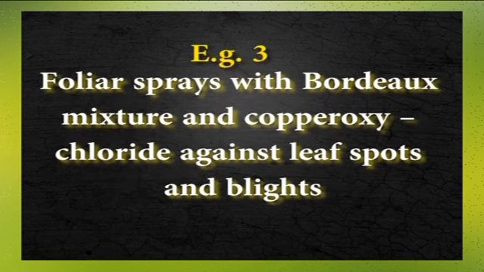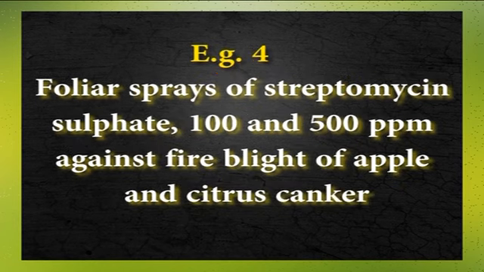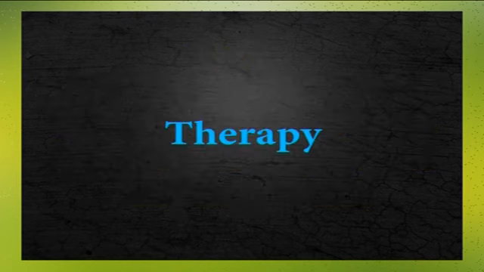The next example, foliar sprays with borax mixture and copper oxychloride against leaf spots and blights. Next example is foliar sprays of streptomycin sulfate 100 and 500 parts per million against fire blight of apple and citrus canker. The next important principle is therapy. Penicillin and vancomycin are effective in the disintegration of the crown gall. The application of antibiotics for protection also involves therapy.